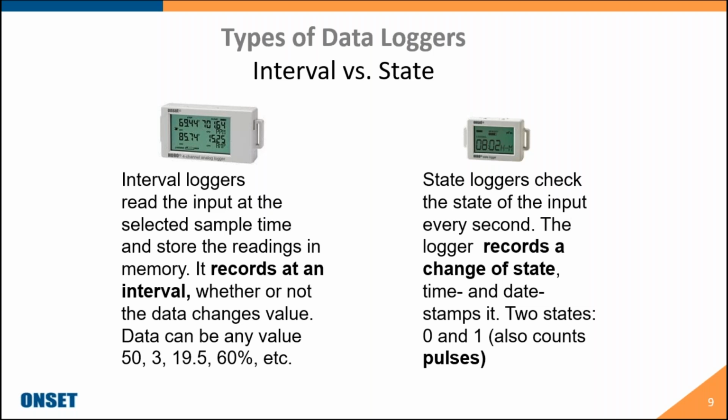State data loggers work a little differently. They actually check the state of the input every second, and then the logger will record when that state changes, and it will give you the time and date when that event occurred. There are two states with these data loggers, 0 and 1. State data loggers can also record pulses from external sensors that output a pulse signal.